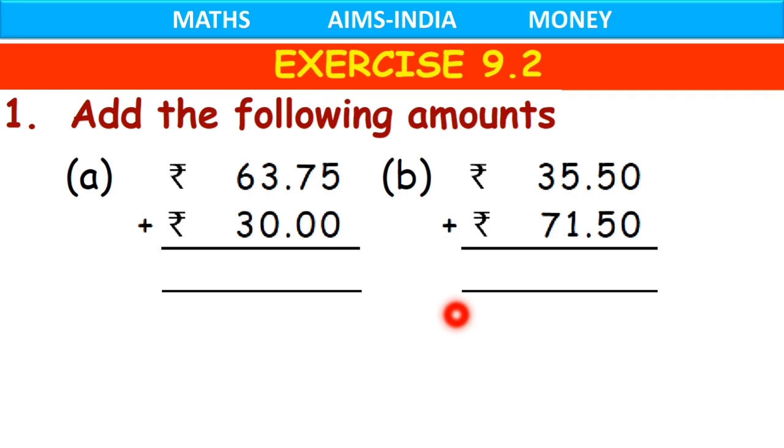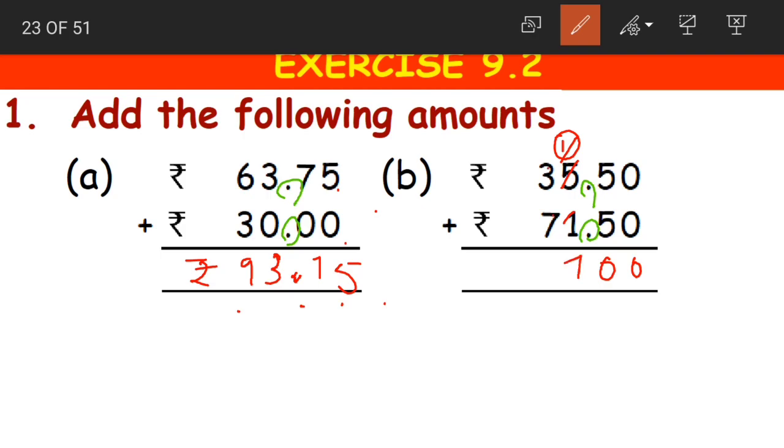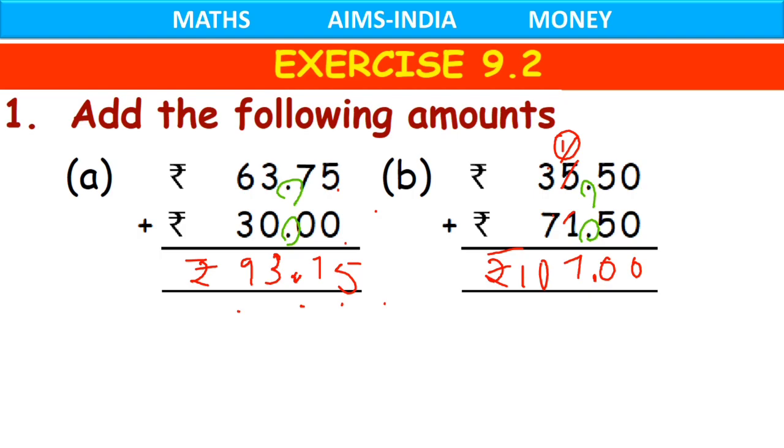Now coming to our exercise problems here, add the following amounts. See, here it is already written in the correct order, that means the points are one below the other. We can simply add now. 5, 7.39. So our answer is 93.75 rupees. Coming to question B, 0, 5 plus 5 is 10, 1 carried, 5 plus 1 is 6, 6 plus 1 is 7, 3 plus 7 is 10. The point is kept here. Now 107 rupees is our answer.